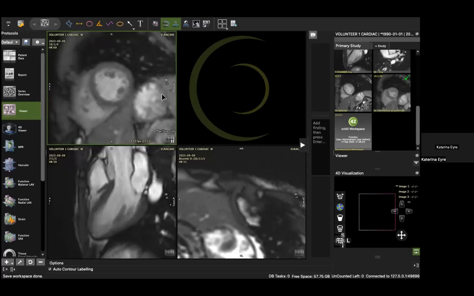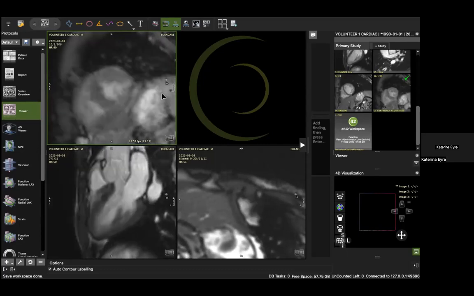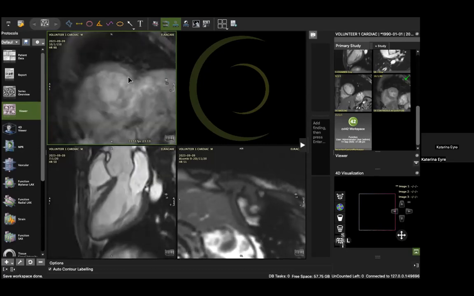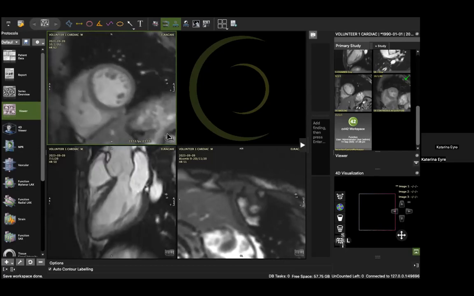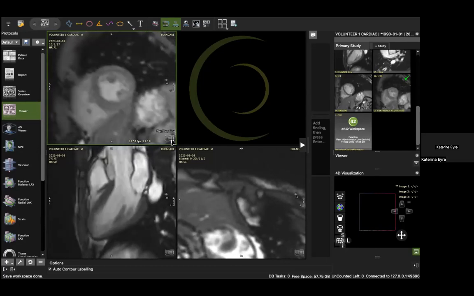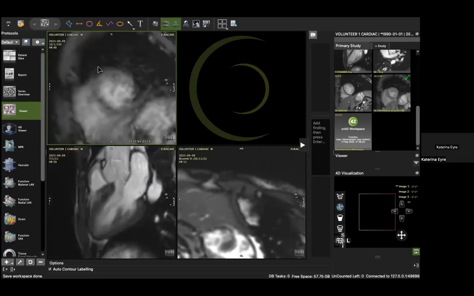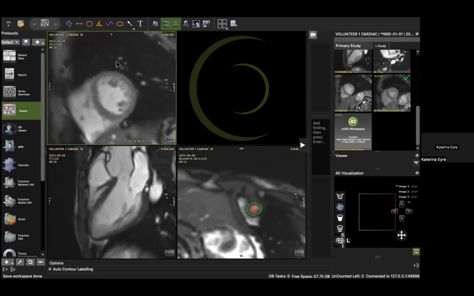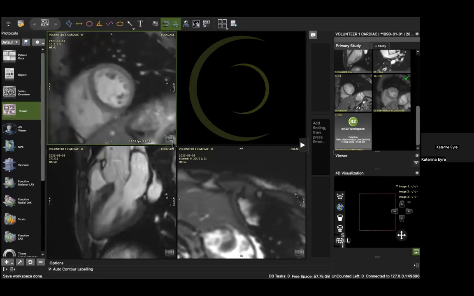So what you can notice is that the image quality is poor, and then it gets a little bit better towards the end of the exam. And just to remind you, that's expected because while we're acquiring images during free breathing and especially hyperventilation, the patient is breathing, so there will be a lot of motion artifacts.